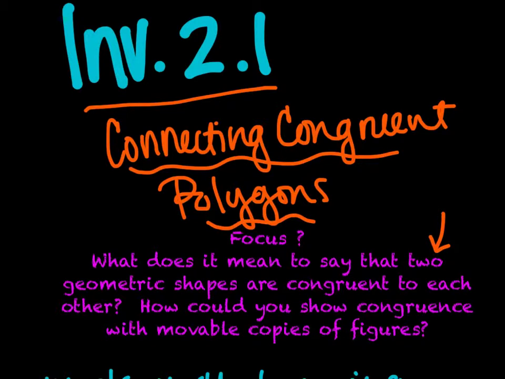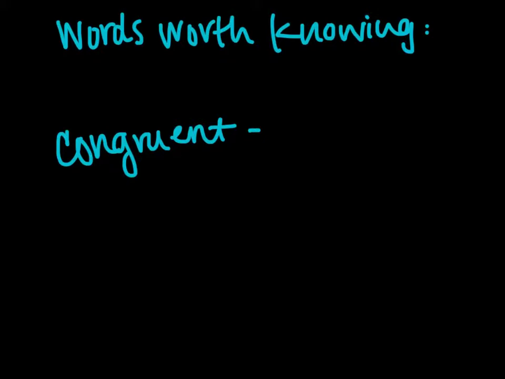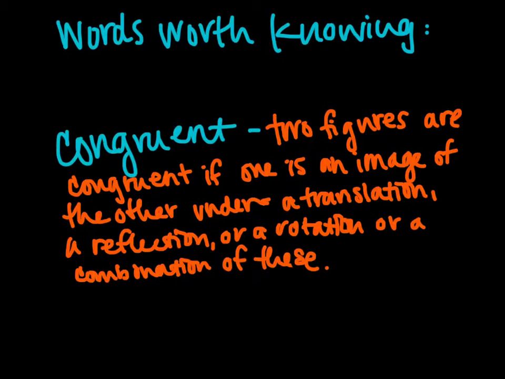So if need be, pause this video right now. But I'm going to keep going. Here we go. So, one word worth knowing that I would like you to add is the word congruent. So the concept of congruency is this. Two figures are congruent if one is an image of the other under a translation, a reflection, or a rotation, or a combination of these.